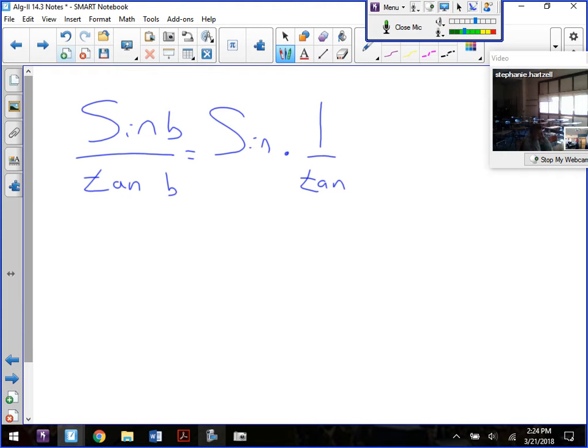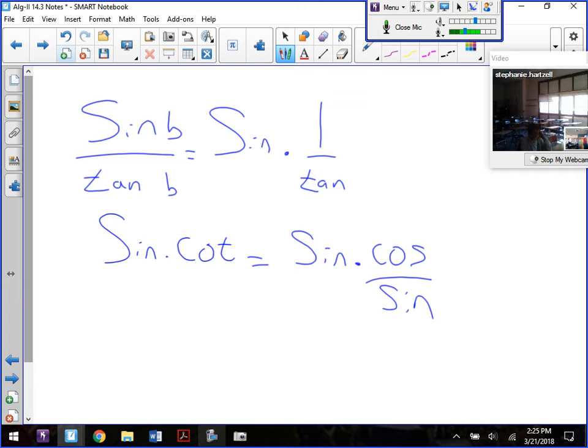So what is 1 over tangent? That's reciprocal, isn't it? 1 over tangent is equal to what? Cotangent. So that means this is the same thing as saying sine times cotangent. Well, cotangent can be rewritten in terms of sines and cosines. Cotangent is what over what? Cosine over sine. So that means I can take this value and write it as sine times cosine over sine. Hey, look what happens.